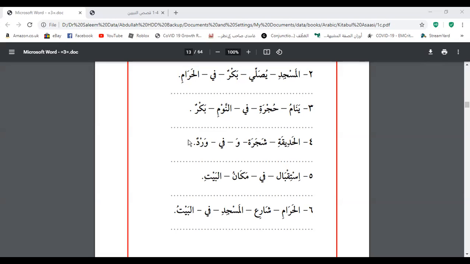البيت, the houses, في شارع المسجد الحرام, the houses on the Masjid al-Haram street. The street which goes straight to Masjid al-Haram is called Shari' Masjid al-Haram. The name of the street is Masjid al-Haram. So Shari'i Masjid al-Haram, the street of Masjid al-Haram.